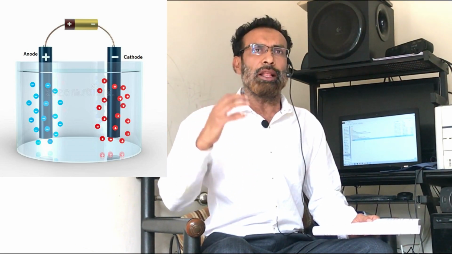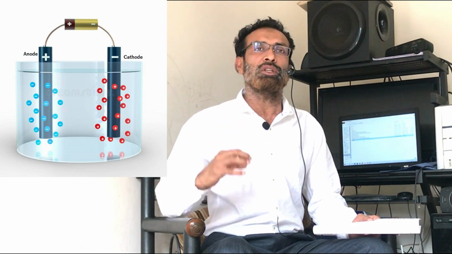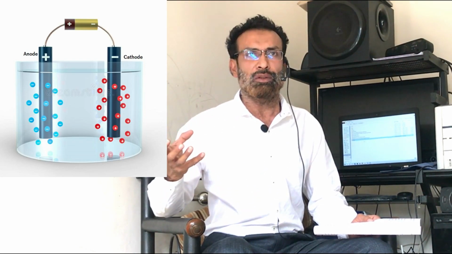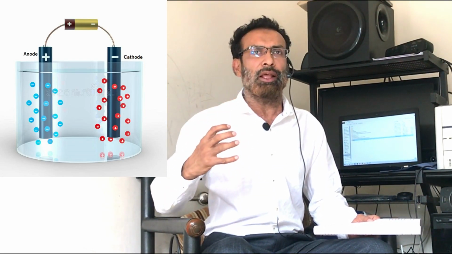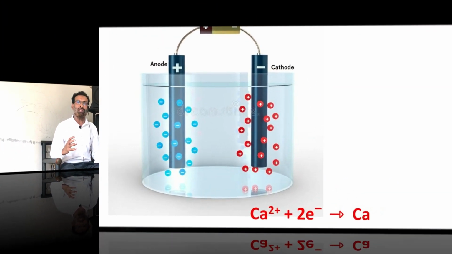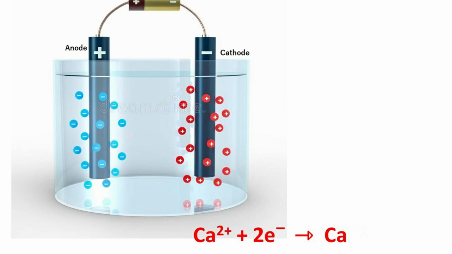So when the electron deficient ions move to the electron rich surface, certainly they will gain electrons. The cations, when they gain electrons, are no more cations because the deficiency is solved. So they will be atoms. Suppose I give you an example: calcium ion, which is Ca2+. This moves to the cathode and gains 2 electrons. So we write these 2 electrons on the left side as calcium ions gaining electrons. So this gives you calcium metal.